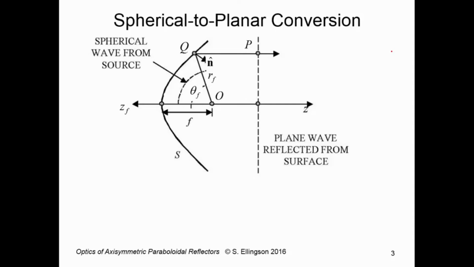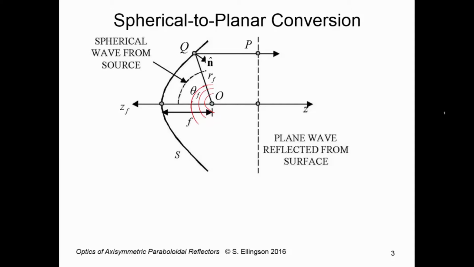Okay, spherical to planar conversion. Now, we're referring to wavefronts. So the idea is that if we have some feed, and that feed radiates spherical wavefronts, what we'd like after reflection is a plane wave. Now, it's no secret that the shape that does this is a paraboloid, but for the moment, we'll just leave the shape generic, and we'll see that this requires a paraboloid.